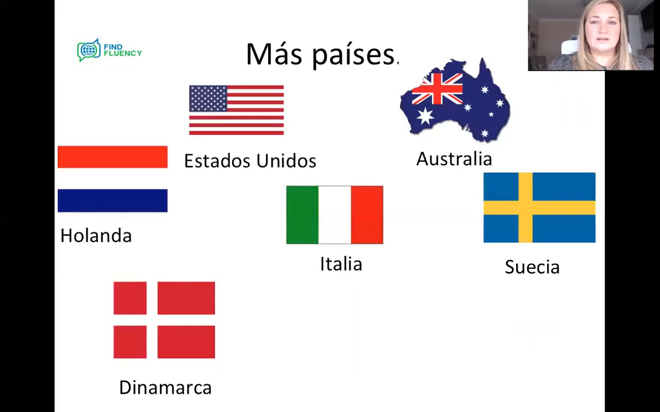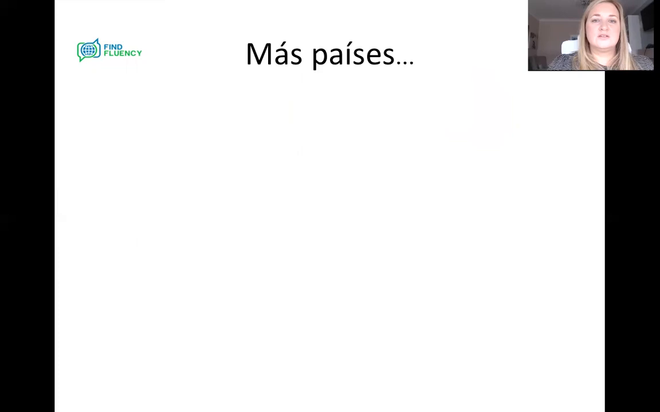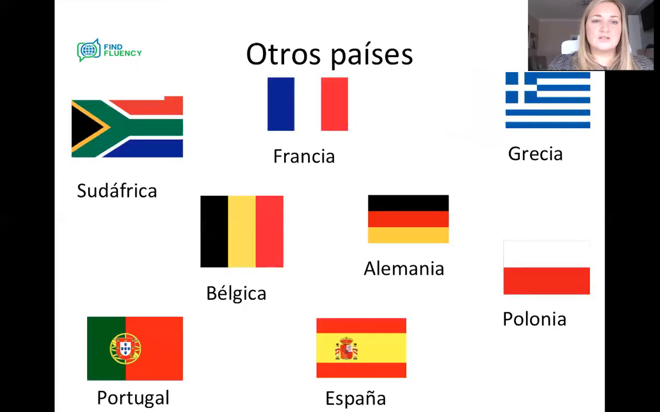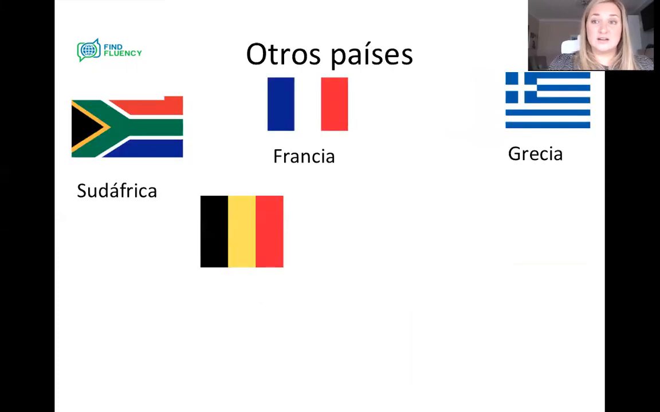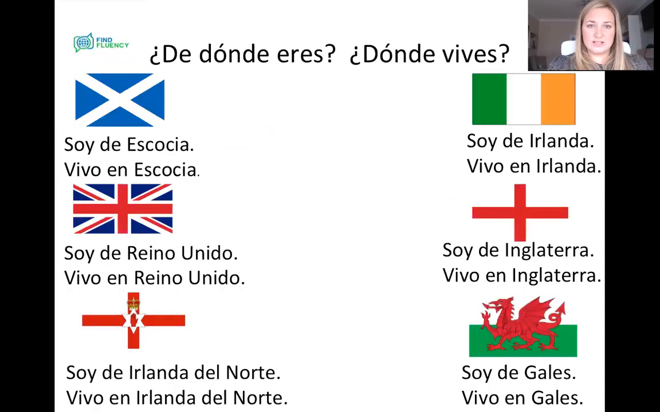Okay, so let's just go back and let's have a little look again, just so that we're reminding ourselves what our countries are, and so that we're feeling a little bit more confident with them before we go on and do our exercises, okay? So, Escocia, Escocia. Soy de Escocia, I'm from Scotland. Vivo en Escocia, I live in Scotland. Right? Irlanda, Irlanda. Ireland, Reino Unido, Reino Unido, the UK.